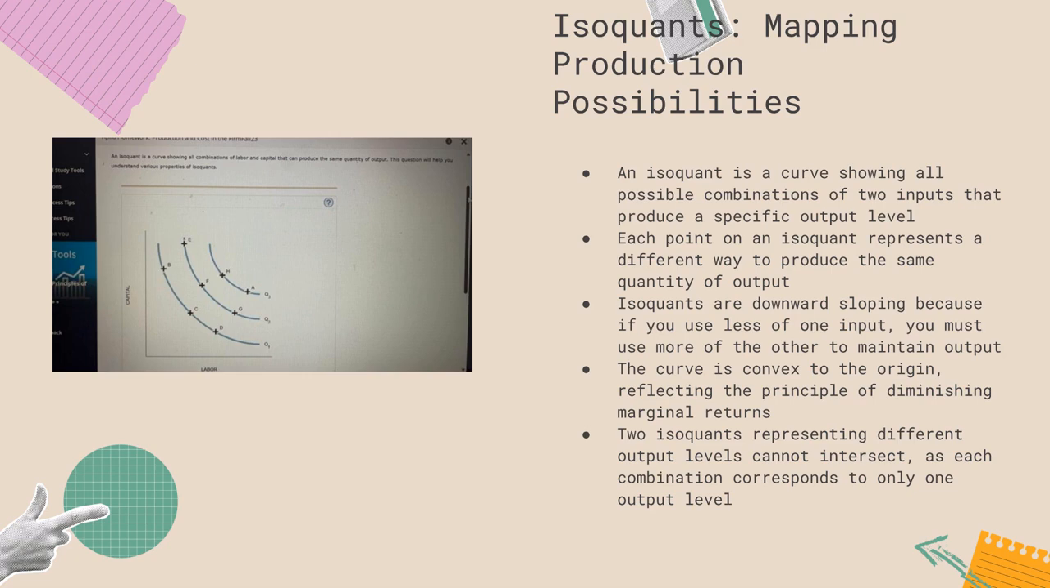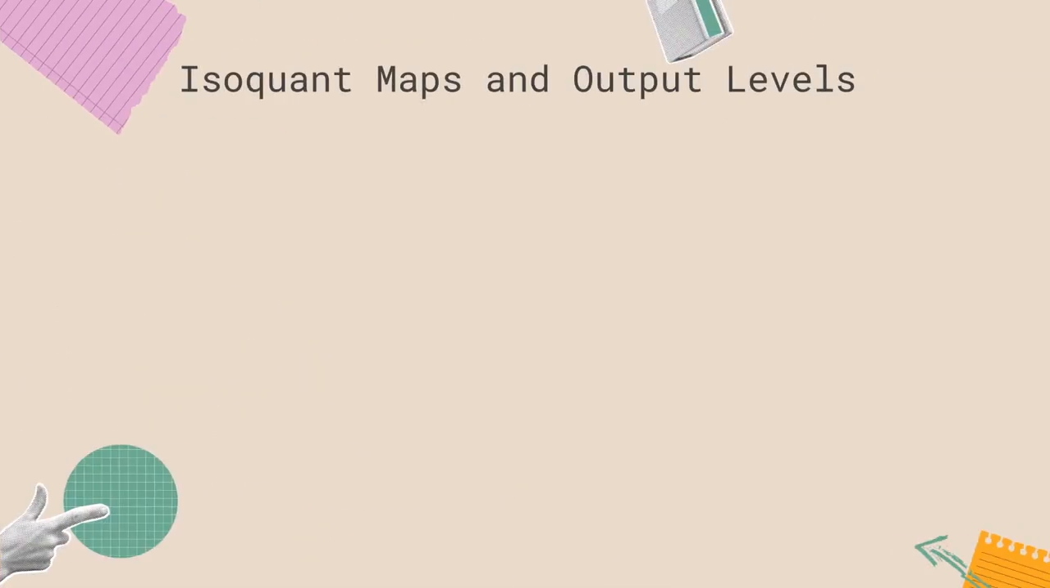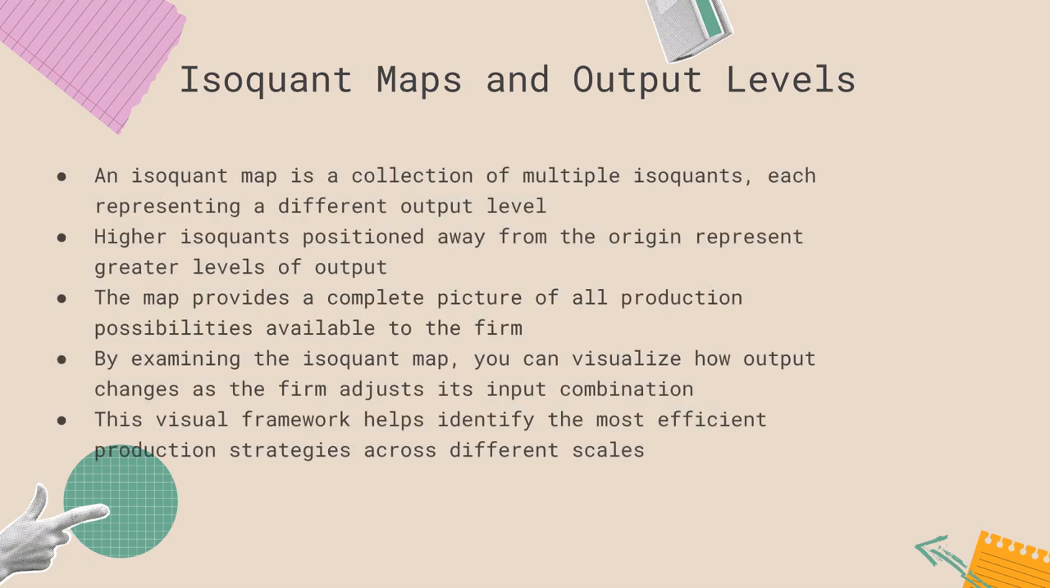Different isoquants cannot intersect. An isoquant map is a collection of multiple isoquants, each representing a different output level. Higher isoquants, further from the origin, denote greater output. This framework helps visualize production possibilities and identify efficient strategies across different scales.